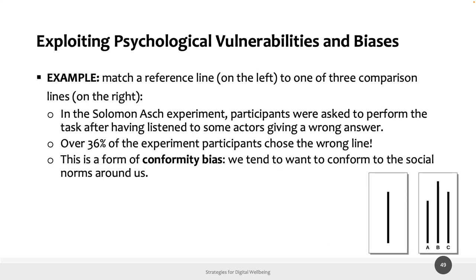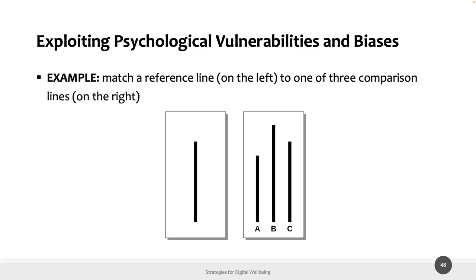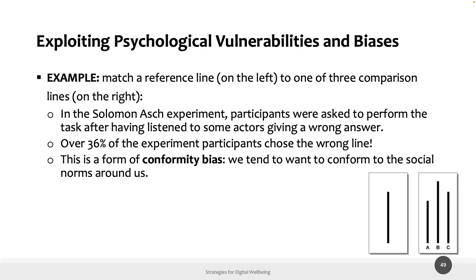But there is a well-known experiment in psychology, the Solomon Asch experiment, in which participants were asked to perform the same task that you have performed right now, but after having listened to some actors giving a wrong answer, okay? So, for example, there are three or four actors in this room, me and other three people. You don't know that we are actors. The researcher asked us to match this line, and all of us answer B, for example, okay? And then it's your turn, and the result of this experiment is that over 36% of the participants, after having listened to the actors, choose the wrong line, okay?